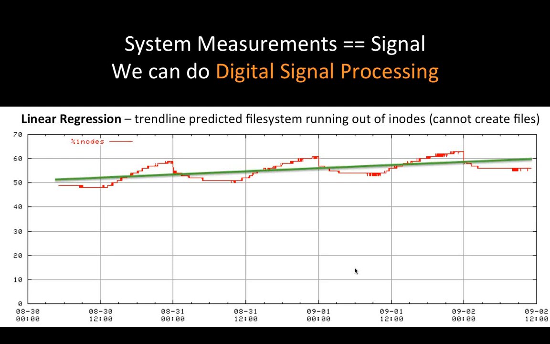And this is actually a prediction and a projection, and this graph was able to prevent a crash of a system. Because the operations people, the support people, were able to see with the linear regression that after a few weeks, for example, this volume will not be able to create new files and the application will crash. So this was preventive maintenance, doing digital signal processing on the measurements.